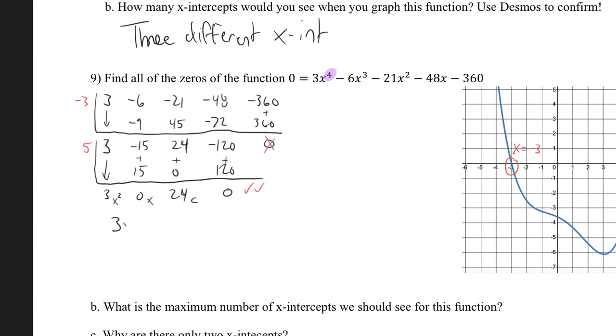So we get 3x squared plus 24 equals 0. Make sure you set that equal to 0 and write an equation. Just like before, I'm going to get x by itself since there's only one x in the problem. Subtract 24. 3x squared equals negative 24. Divide by 3. Gives me x squared equals negative 8. Square root both sides. So x equals plus or minus square root of negative 8.